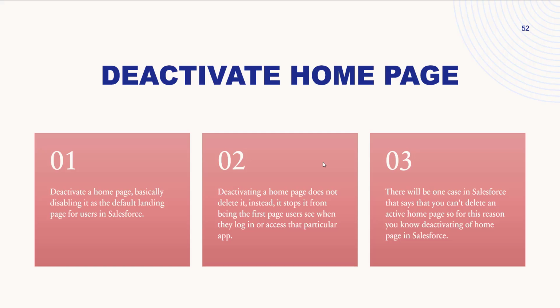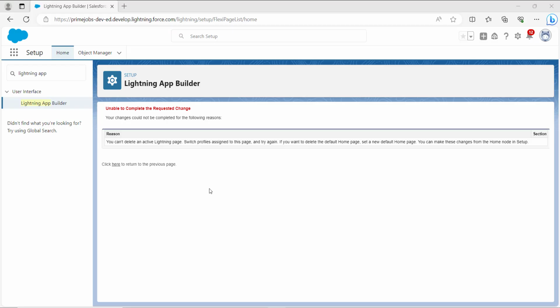So I will show you the scenario first, and then I will explain what deactivating a homepage means. Here you can see that I am trying to delete a home page in the Lightning App Builder, and it shows me the reason: you can't delete it because it is already activated. So at that moment I need to deactivate the home page first.